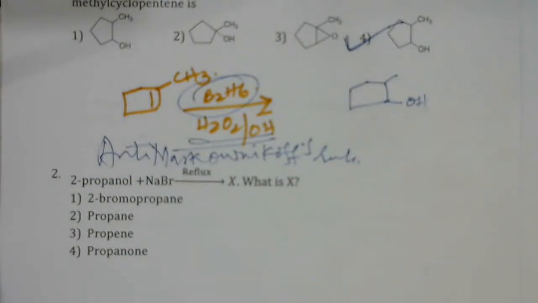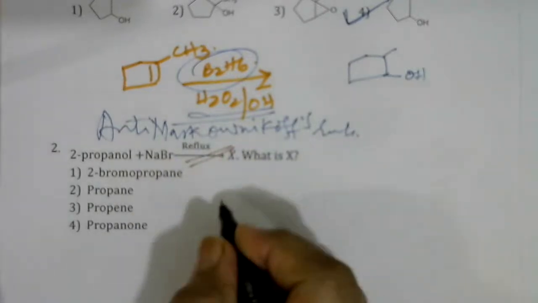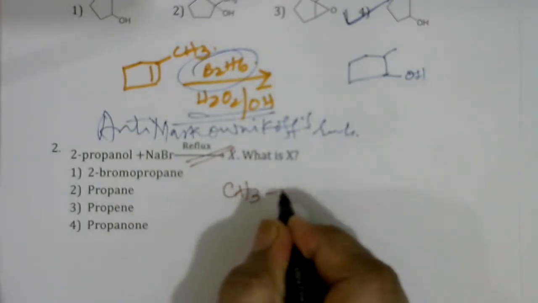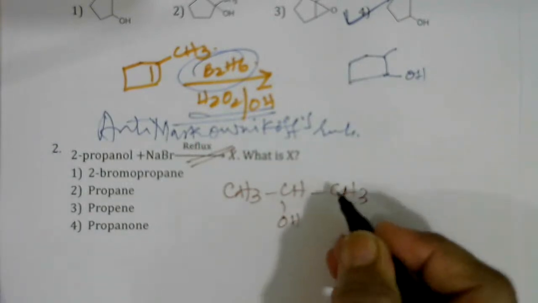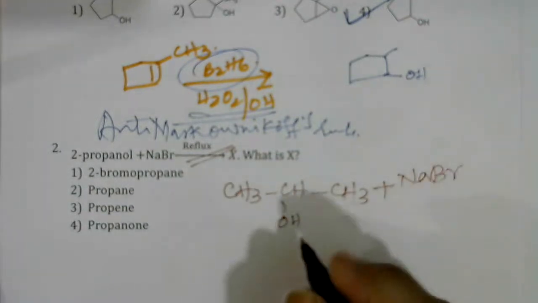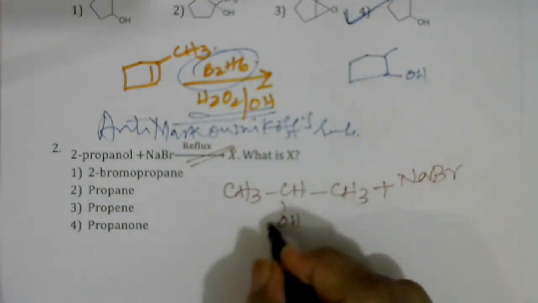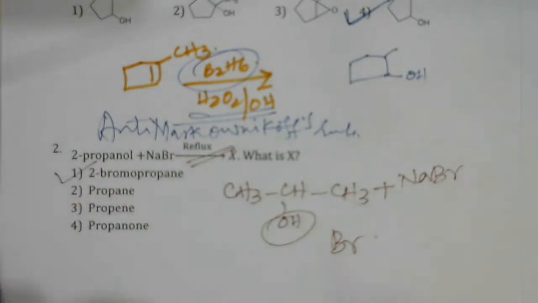Second question. 2-propanol with sodium bromide. What happened? When the propanol is added, because we are going to reflux, CH3CHOHCH3, that is 2-propanol, by refluxing with sodium bromide, the OH group is replaced by what? Br. That is 2-bromopropane. First option.